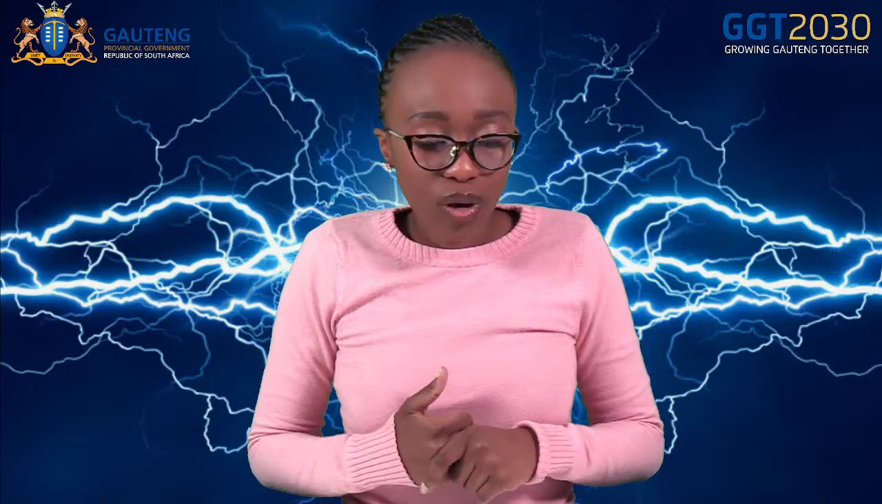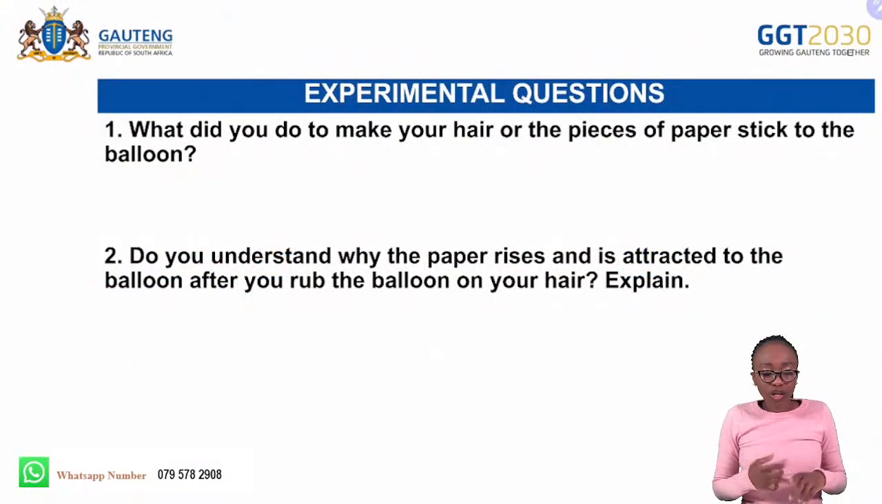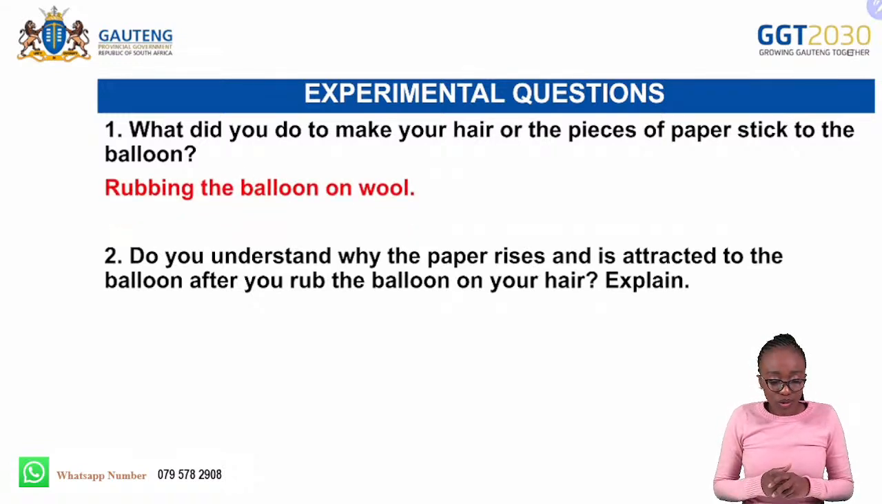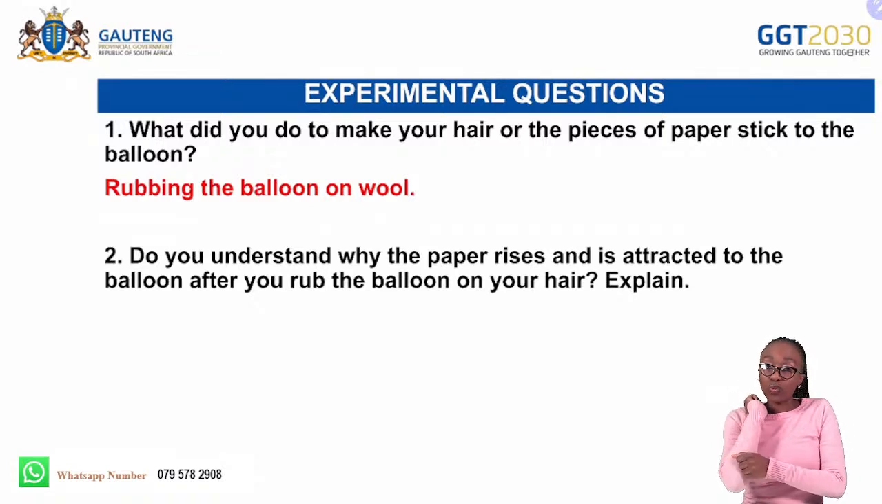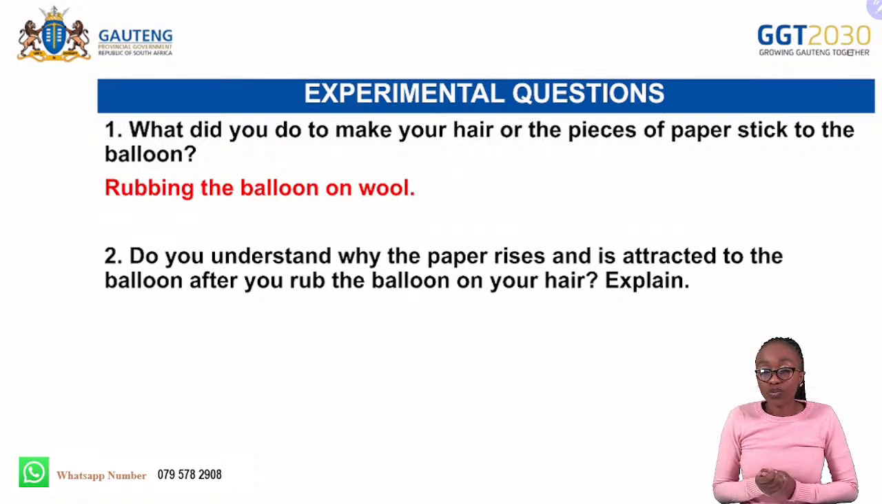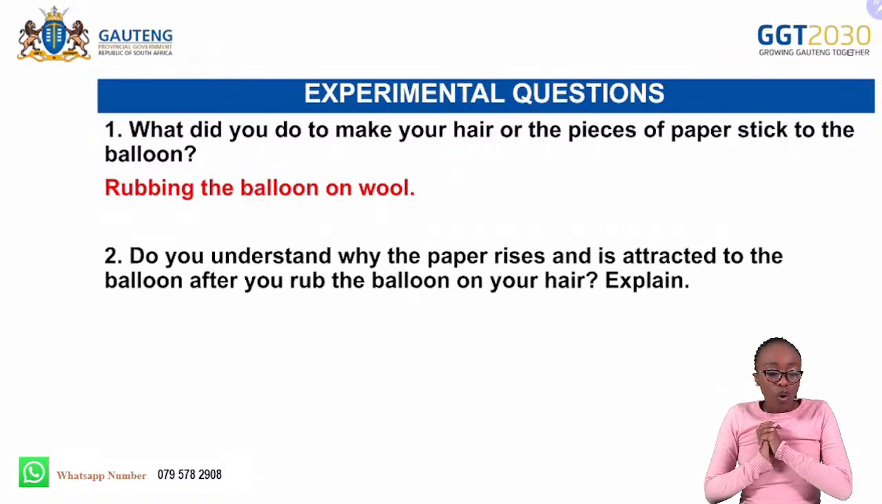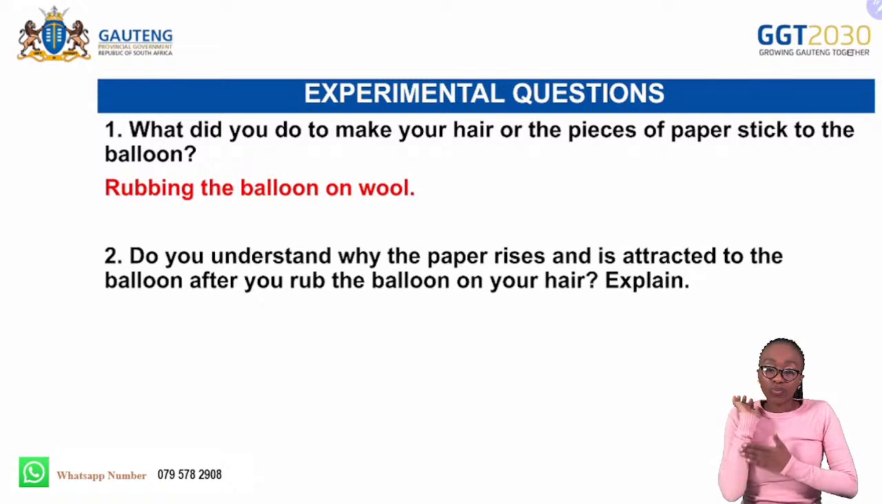So now the first one is, what do you do to make your hair or the pieces of paper stick to the balloon? What do you do? You rubbed the balloon on the wool. So I'm wearing a woolen jersey. You can use any other soft cloth as well when you're doing the experiment. So what did you do? We rubbed our balloon on wool.